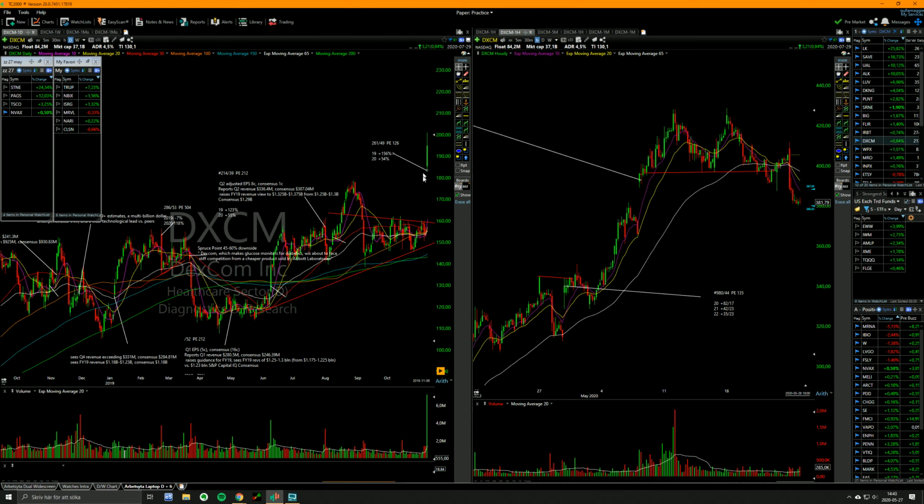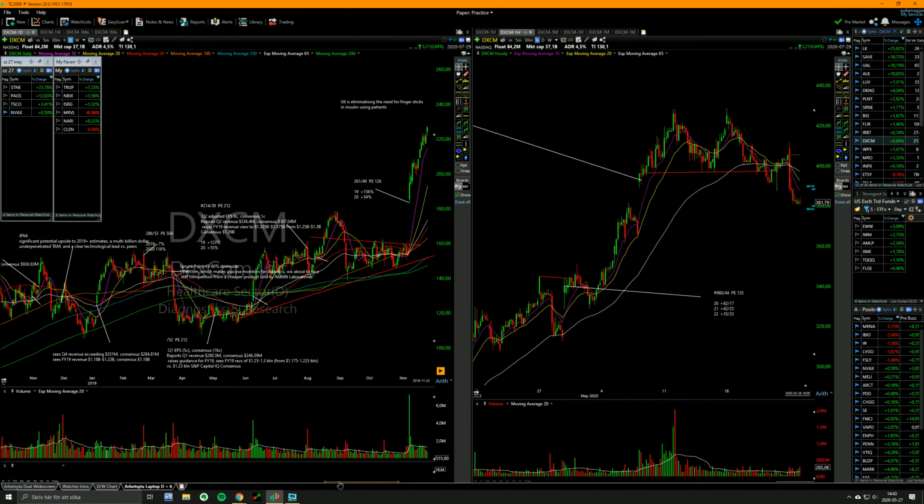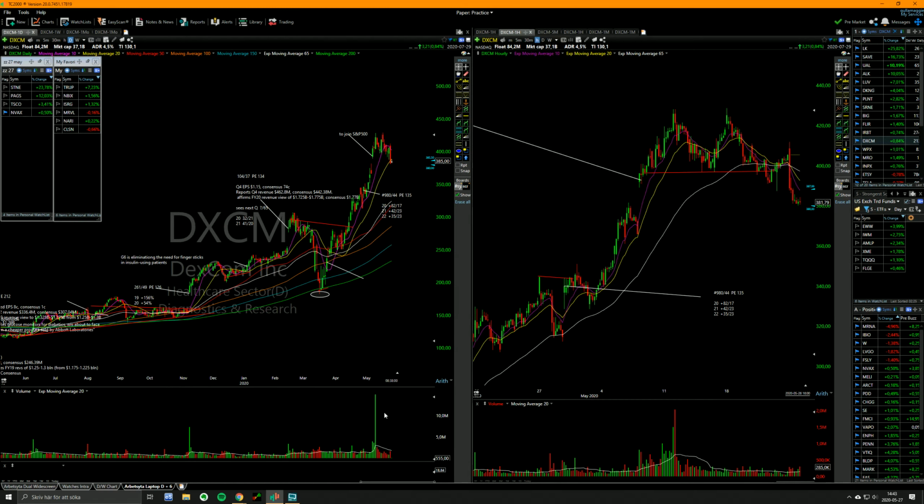This is a growth stock. The estimates for the same year were 156%. This is 2019, and the estimates for the next year, which is 2020, was 54%. So they were going to keep growing, and it went straight up.